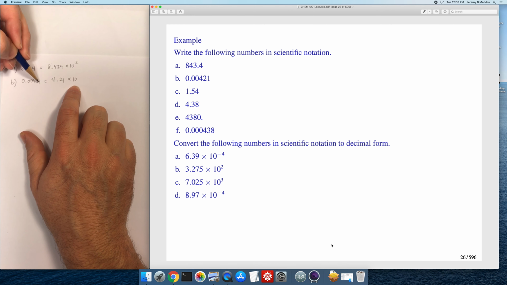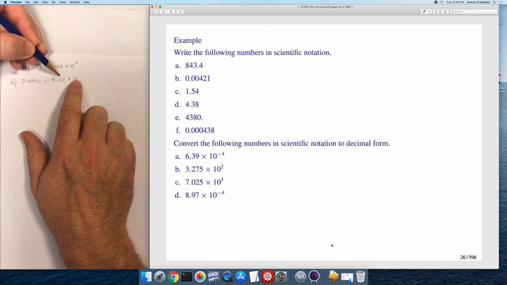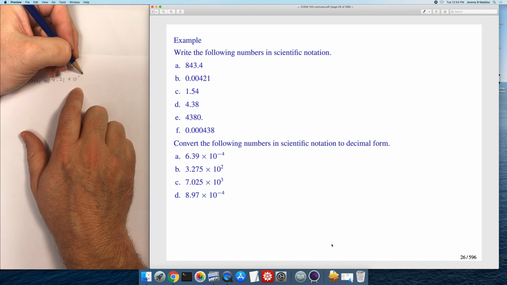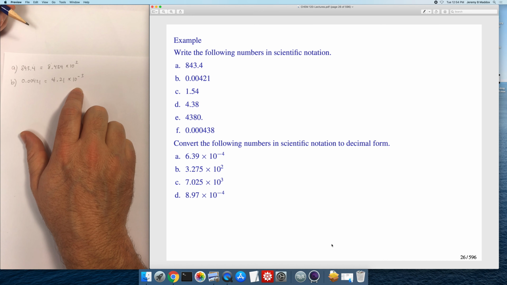Well, notice this is a small number, and I've written it as a larger number. So I need to multiply by a power of 10 that's going to make this as small as that. Okay, so I need to have a negative power. What should the power be? 1, 2, 3 decimal places, 10 to the minus 3.